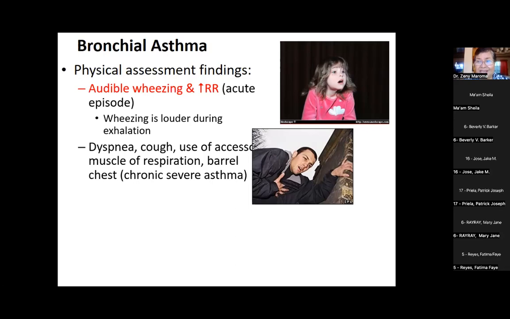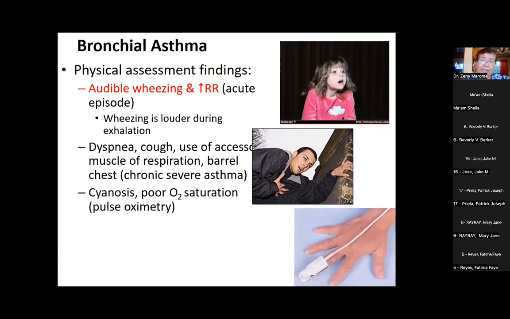Air is trapped inside, kasi mahirap ang paglabas ng hangin. And to accommodate the air which is trapped inside, there will be increasing anteroposterior diameter of the chest, and that is called barrel chest. ABG reveals hypoxemia and respiratory acidosis. So patient, severe type na, will have cyanosis. There's poor O2 saturation. Monitor natin ang O2 saturation by the use of pulse oximeter.